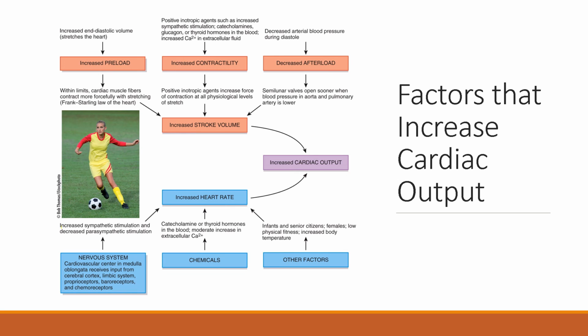This figure summarizes the factors that can increase our stroke volume as well as increase heart rate, both working to increase our cardiac output. Things like increasing our preload, increasing contractility, and decreasing afterload all work to increase stroke volume. Other factors like our nervous system, chemicals, physical fitness, gender, and age work to increase our heart rate, thereby increasing cardiac output.